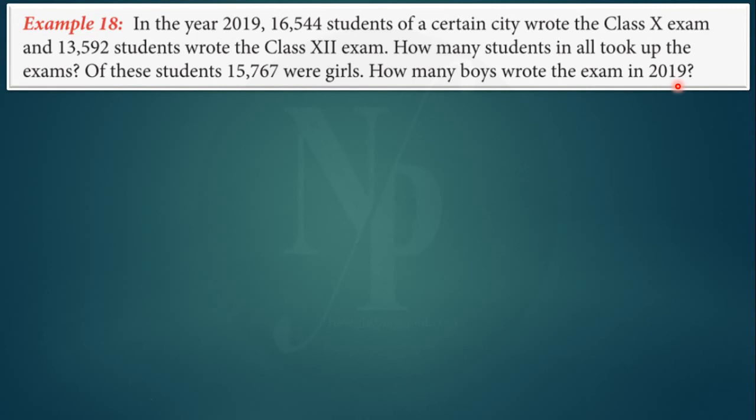So in this question, an example of class 10 and class 12 students of a certain city appearing in their exams is chosen as the example for framing this word problem. So according to this problem, in the year 2019, 16,544 students of class 10 wrote the exam. They appeared in the examination.